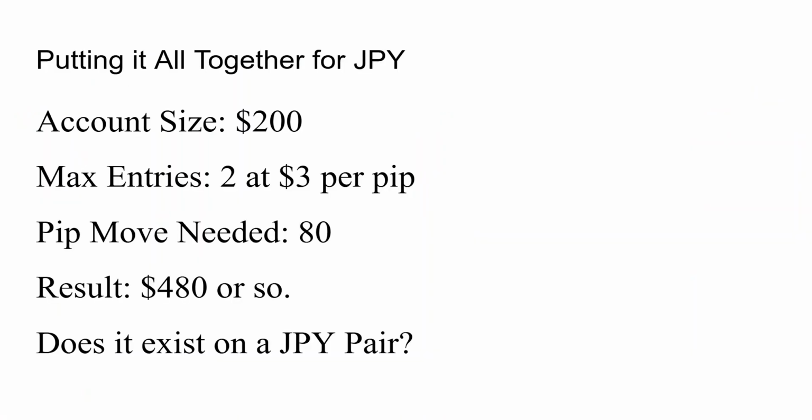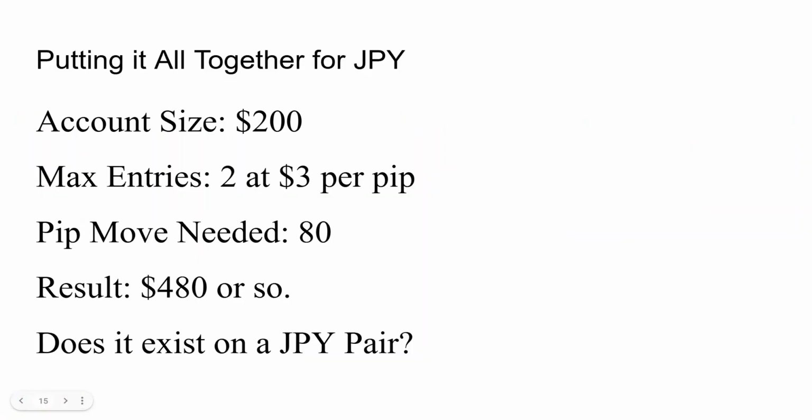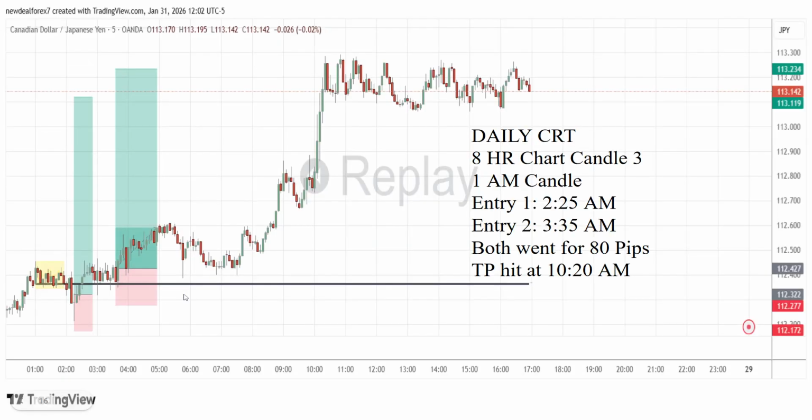So let's keep going. So let's say I want to risk, I have the $200. I'm going to risk 2 entries at $3 a pip. Okay, I got that from right here. $3 a pip. I need $84, and that'll give me 2 entries worth $3 each. All right. So let's see. The pip move I need is about 80 pips, and if it hits the TP, that'll be about $480 or so. So does that move exist?